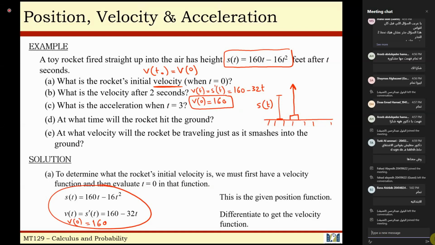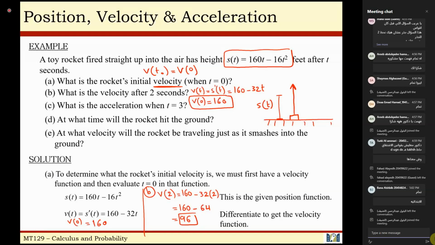What is the velocity after 2 seconds? We can find v2 after 2 seconds. So we have 160 minus 32 multiplied by 2. This equals 160 minus 64, and this equals 96. This is the velocity after 2 seconds.